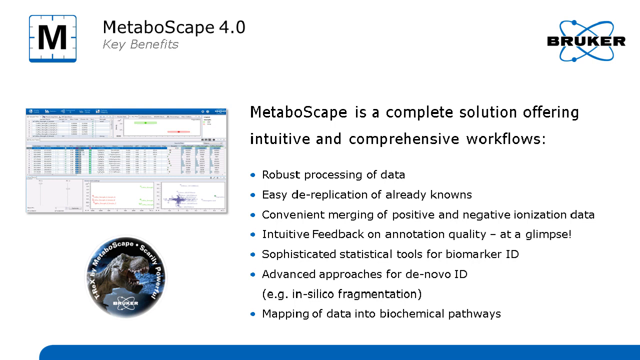What can also be done in the software is the merging of positive and negative ionization data. So when you have one batch of positive ionization data and one batch of negative ionization data, you can combine the results into one single bucket table and work with a bucket table containing both ionizations.